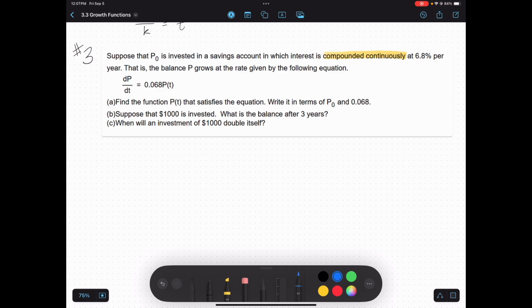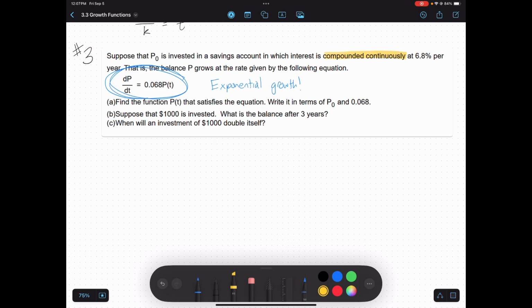So take a look at this equation. This is important because it's written in that same form that we saw in the concept video. What does that tell me? That means this qualifies as exponential. So when I look at part A where it says, okay, find the function that satisfies the equation, what type of function am I writing? I'm writing an exponential function.